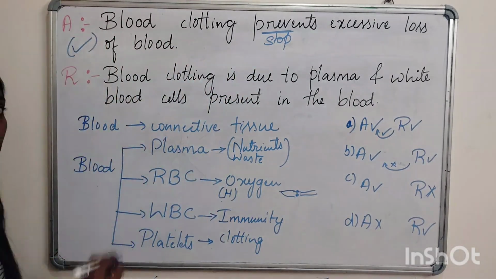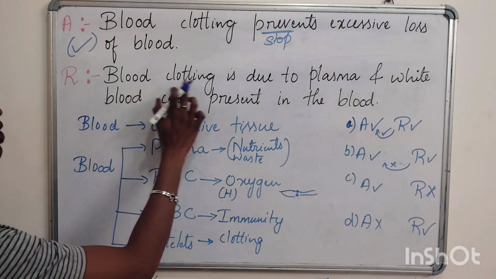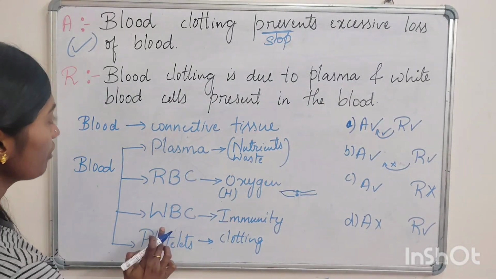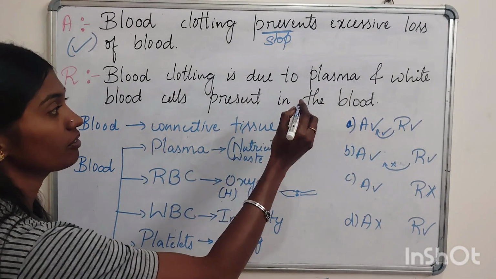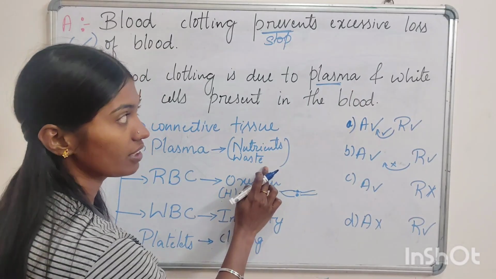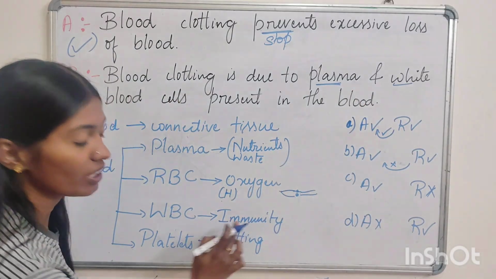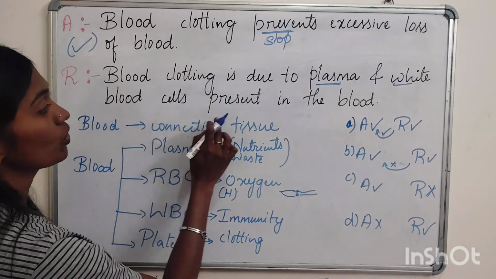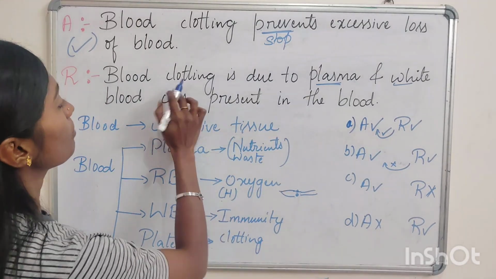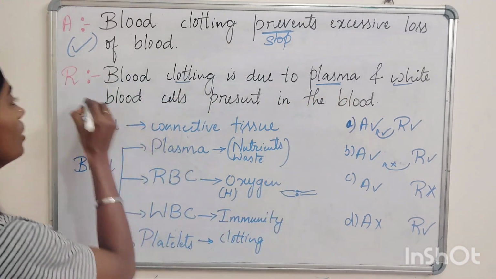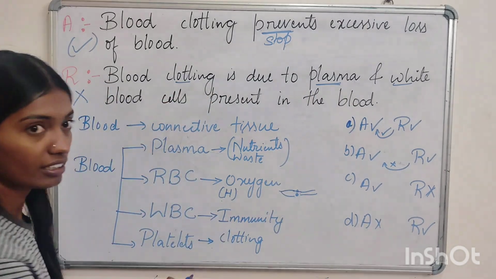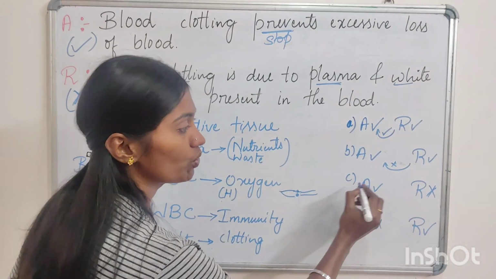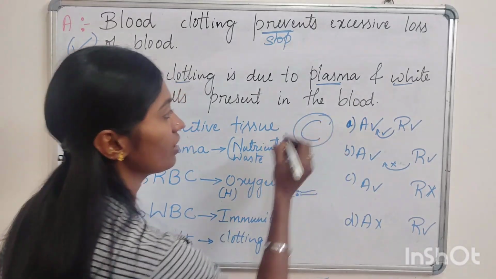Assertion is true. So the reason: blood clotting is due to plasma and white blood cells present in the blood. No. What is the plasma function? As I said, it carries the nutrients. What is the white blood cells function? It works in the immune system. Who is responsible for blood clotting? Platelets. So assertion is true, reason is false. Option C is your answer.